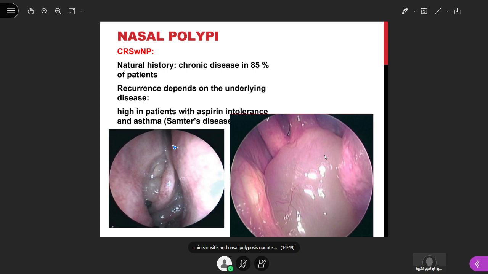So again, the natural history of chronic rhinosinusitis with nasal polyps: they have a chronic disease in 80% of the patients, especially the recurrent type. Usually they have asthma, or we call it the Samter's triad, which is aspirin intolerance, asthma, and nasal polyposis. 3 triads, Samter's triad or disease: aspirin intolerance, nasal polyposis, and asthma.